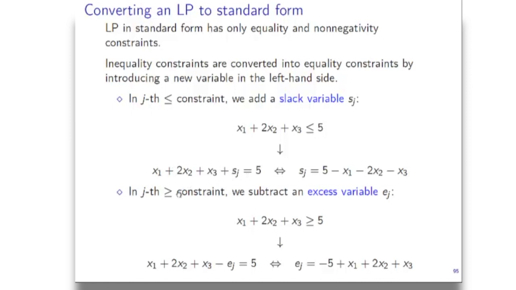And then if our jth constraint is a greater than or equal to constraint instead, then we subtract an excess variable, Ej, from the left-hand side. Assume that we had this inequality constraint to start with, then we subtract excess. We get the equality where the excess variable is given by this expression. And again, the excess variable must be non-negative.